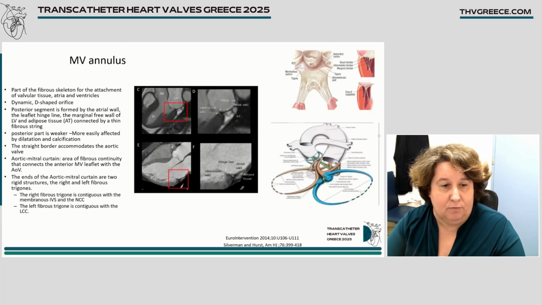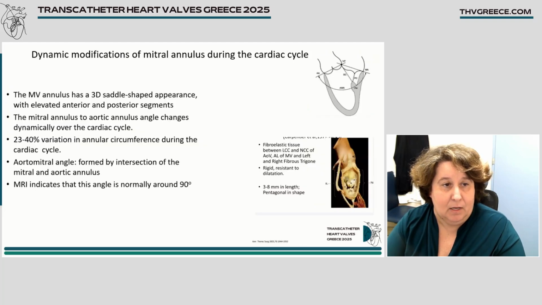At the end of this structure, there are two rigid structures, the right and the left fibrous trigones that are contiguous with the IVS, the interventricular septum, the non-coronary cusp at the right side, and the left coronary cusp at the left side. The mitral valve annulus has a 3D saddle-shaped appearance, and it's dynamic. It's moving, and its circumference varies significantly during the cardiac cycle.